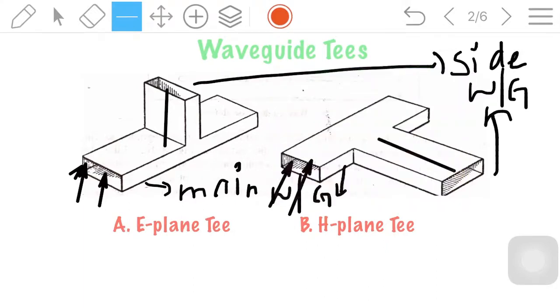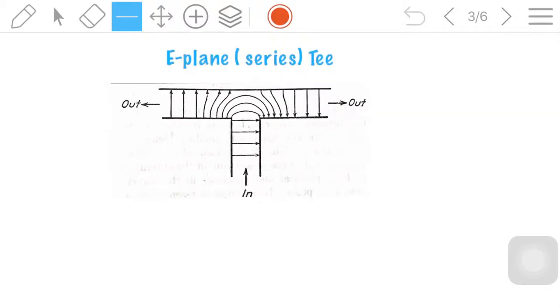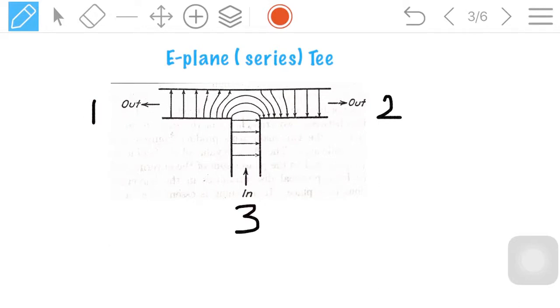Now let us understand some properties of the T junctions as a result of the behavior of the electromagnetic fields passing through this junction. The first case I am considering is the input from port 3. Port 3 is nothing but your side branch port here. If I introduce a wave from port 3, the output will obviously be from port 1 and port 2 here.